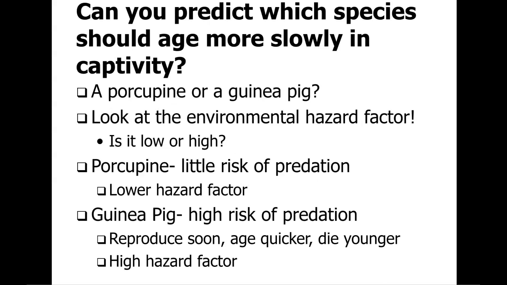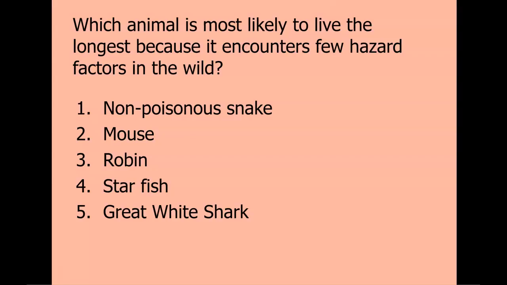So can you predict which species should age more slowly in captivity? We have a porcupine or a guinea pig. Looking at the environmental hazard factor, is it going to be low or is it going to be high? The porcupine has little risk of predation, and so it has a lower hazard factor. The guinea pig is going to have a high risk of predation, so it's going to reproduce soon, age quicker, and die younger. So it has a high hazard factor. So in turn, the porcupine has a longer life, and the guinea pig will live shorter.